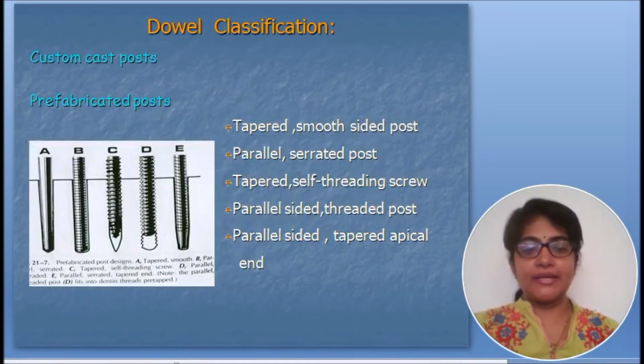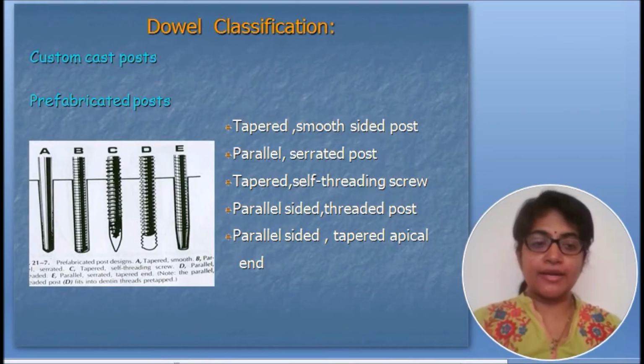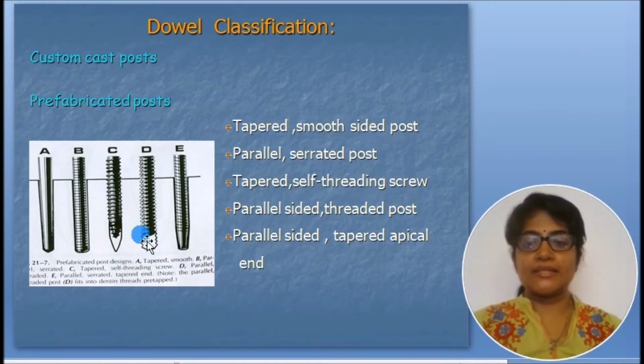How do we classify the posts? According to the make, they are classified into custom cast posts and prefabricated posts. Prefabricated posts are of various types: tapered smooth-sided post, parallel serrated post, tapered self-threading screw, parallel-sided threaded post, and parallel-sided tapered apical end. So these are the various designs of the posts which are available in the market.